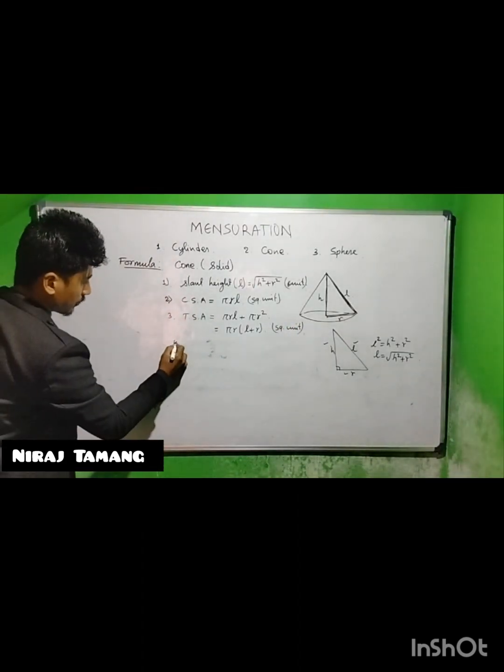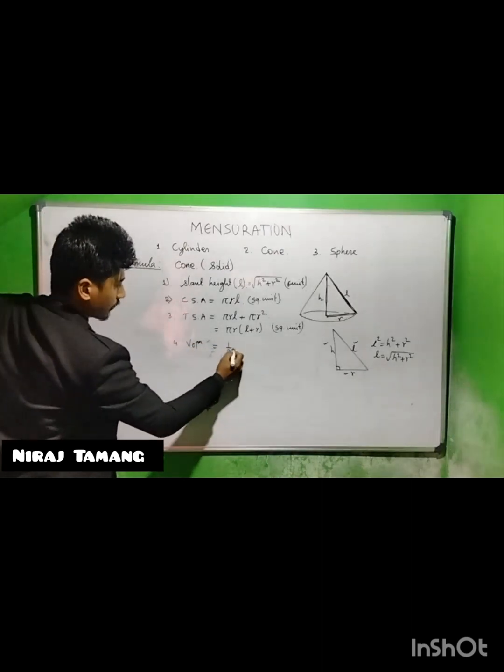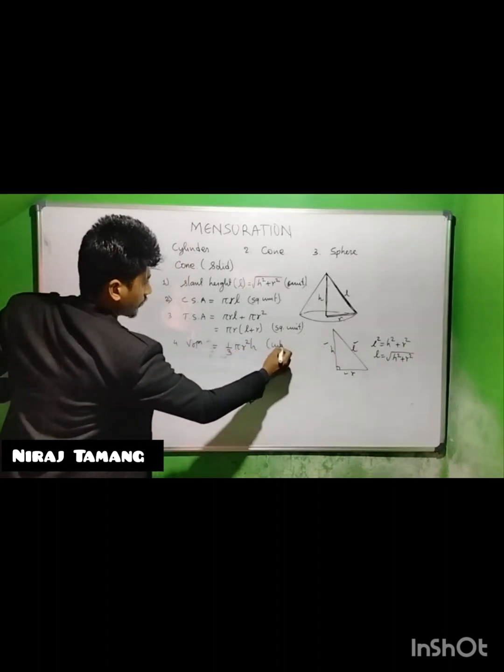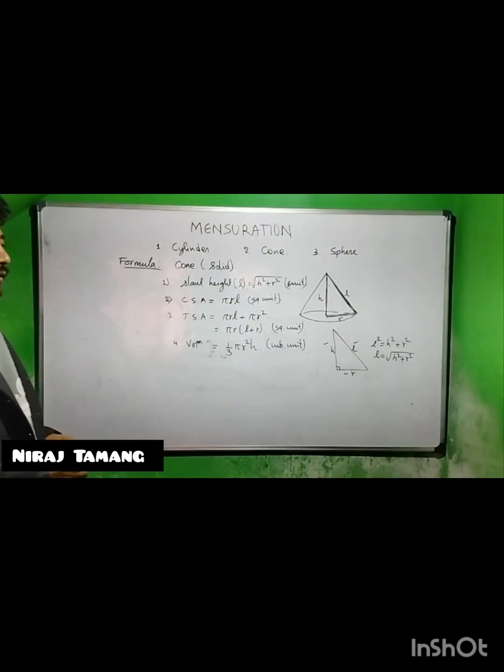Done. So the fourth part is its volume. Volume will be 1/3 pi r square h. So its unit will be cubic unit. Alright, all these are for the cone.